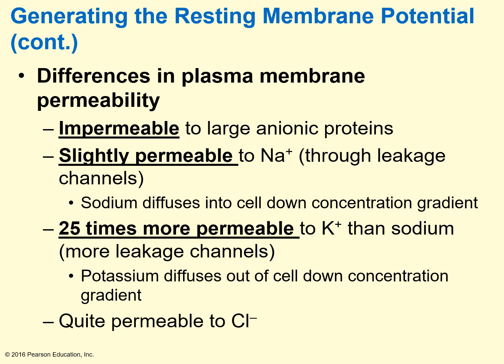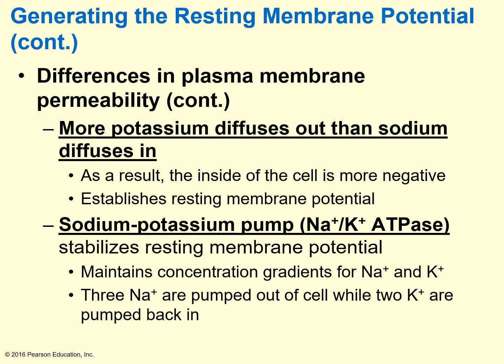Because they're both a +1 charge, let's say you've got 2 sodiums leaking in, so you've got 2 plus charges leaking in, but in that same amount of time you have 50 potassiums leaking out. So you've got 50 positive charges going out, but only 2 positive charges coming in. Do you start to see now why the inside's going to be more negative than outside the cell? So as I just said, more potassium is moving out than sodium coming in. That helps to get the cell more negative.